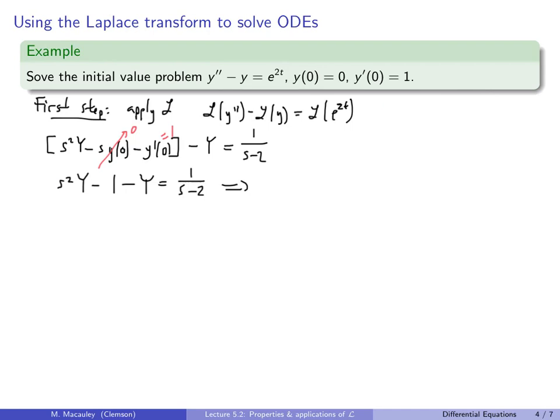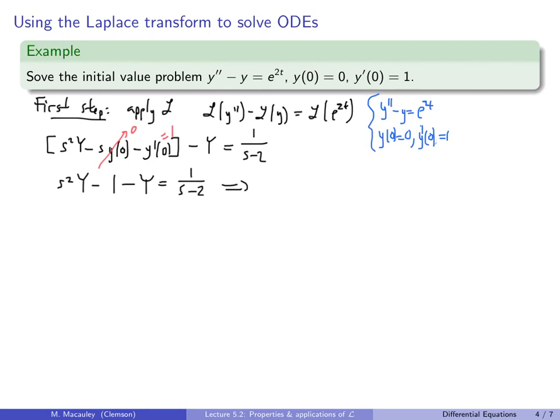So we have y double prime minus y, so we have an ODE, equals e to the 2t, and then it's an initial value problem, so we have y of 0 equals 0, and y prime of 0 equals 1. Sorry, y prime of 0 equals 1, right? Yeah. Okay, so we have this initial value problem.